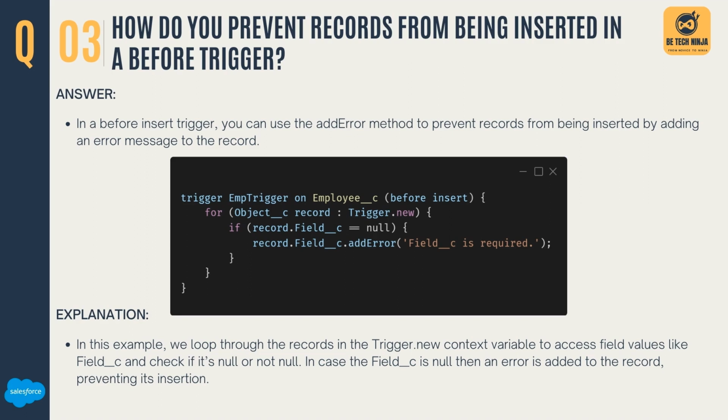You might be wondering, how can we prevent the insertion of records in a before insert trigger? To understand this, let's go through the given code sample. In this example, we loop through the records in the Trigger.new context variable to access field values like field__c and check if it's null or not null. In case the field__c is null, then an error is added to the record, preventing its insertion.